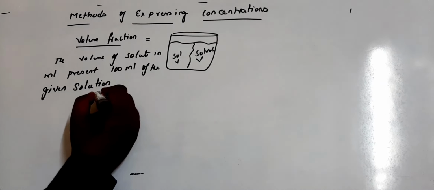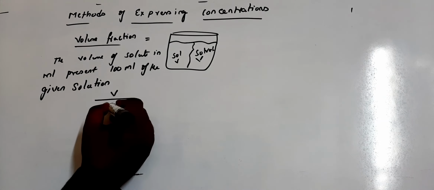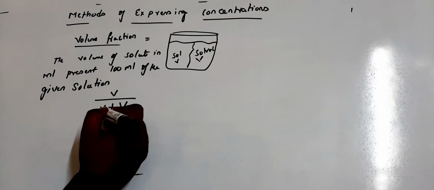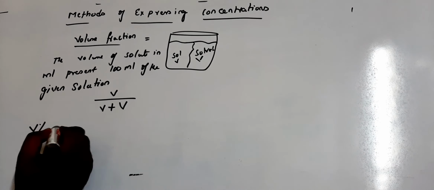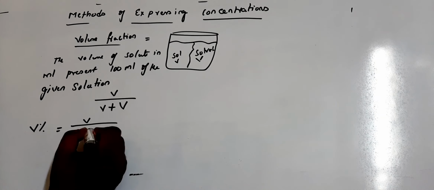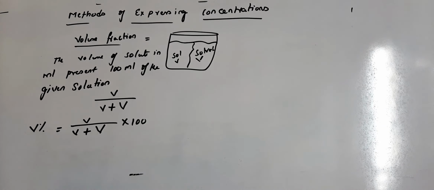It is denoted by small v, the volume of solute. Total volume of the solution means solute plus solvent, that is, volume of solute plus volume of solvent. And what is meant by volume percentage? Simple: volume of solute by volume of solution into 100. These are the most important terms in expressing concentration. In further classes, the problems are based on these formulas.